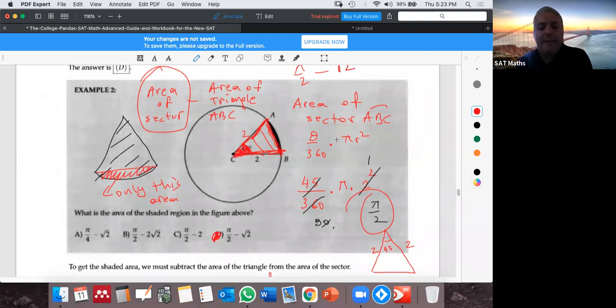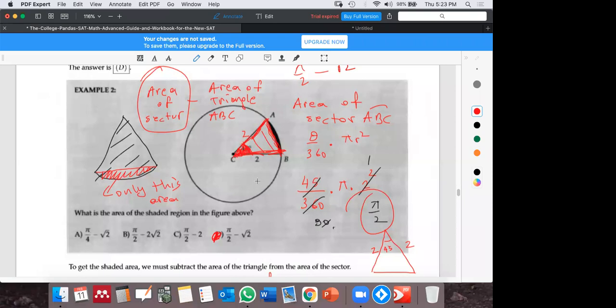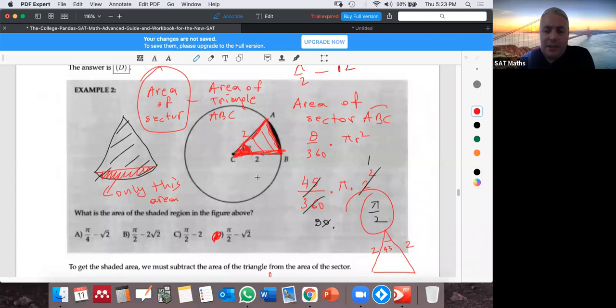Is this okay? To be honest, the level of these questions is like SAT 2 levels. Okay? But somehow we should know it.